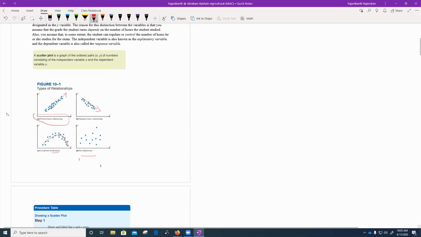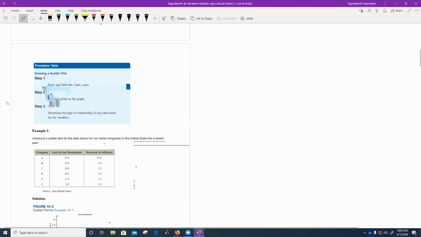Okay. So now in this section, we are interested in looking at whether they have a linear relationship or not, right? So before going to do that, let's look at how to draw a scatter plot. So normally we draw a scatter plot for the given data points. So you'll be given data points.